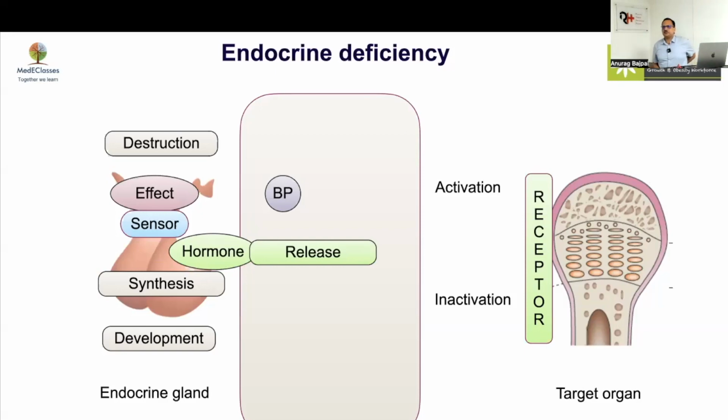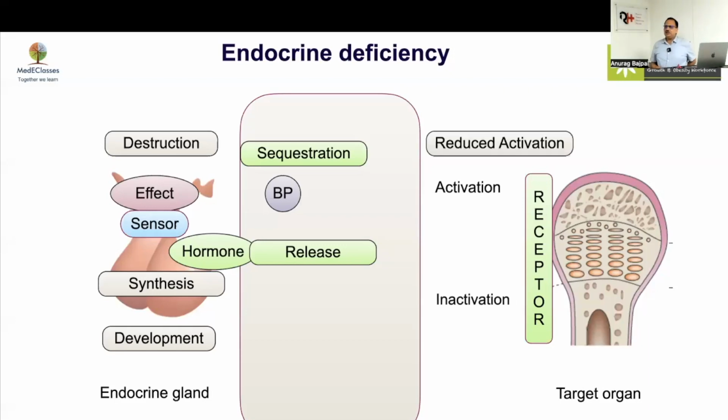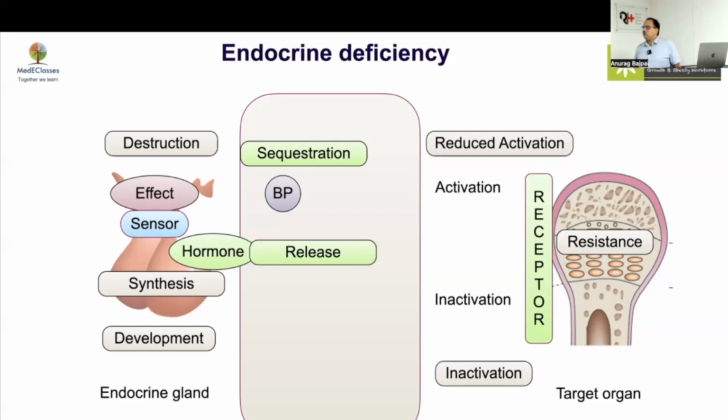Then transportation is not occurring. If there is a problem in the binding protein, you can have sequestration. If you have too much binding protein, it will cause a problem. Then there is reduced activation or lots of inactivation. Then what else? Receptor problem, which may be resistance. Then you can have a sensor problem, where the sensor is sensing more, so you will have an increased effect.